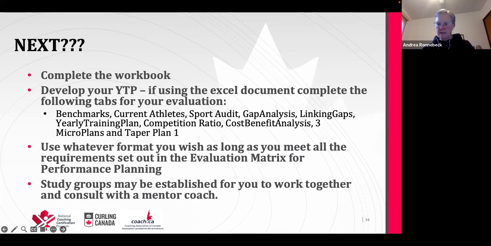If you're using the Excel document, it has tabs for benchmarks, current athletes, the sport audit, gap analysis, linking gaps, the yearly training plan, the competition ratio, cost benefit analysis, 3 micro plans, and a taper plan. So the micro plans would be for a week, and the taper plan is in the days before a major competition. As I said before, you can use whatever format you wish as long as you meet all of the requirements set out in the matrix.